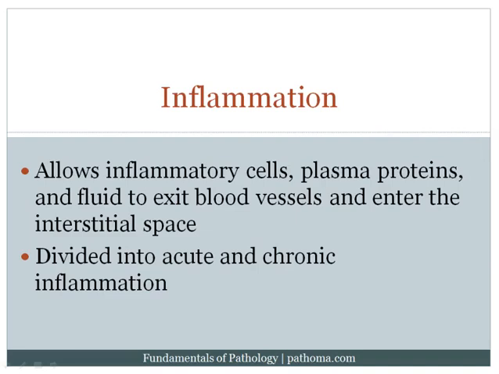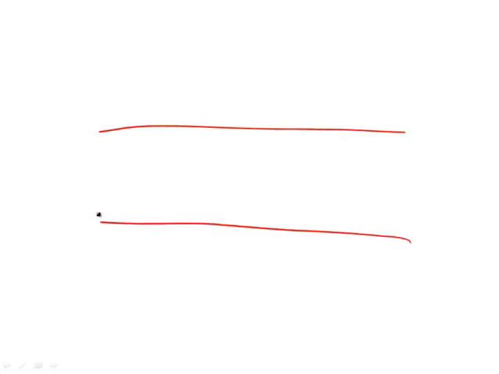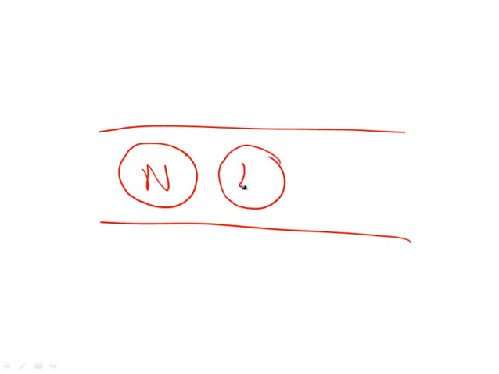And maybe the easiest way to do this would be to make a simple diagram. So I'm going to create a little space here for that. Imagine that this is a blood vessel, and we're well aware of the fact that within blood vessels are flowing inflammatory cells, for example, neutrophils. Also present within blood vessels are lymphocytes, and within blood vessels is fluid and other important proteins.